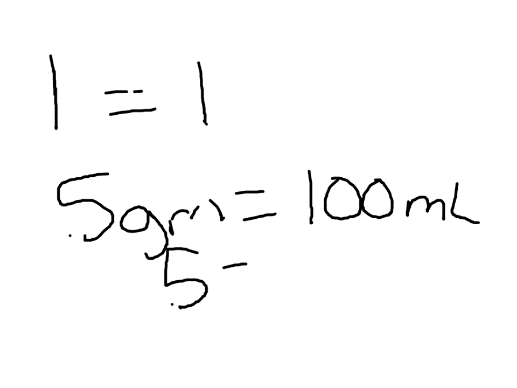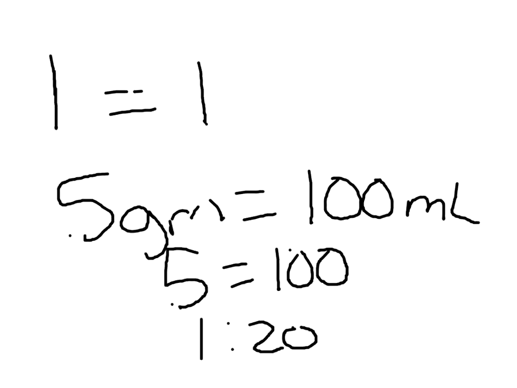So your ratio here would be 5 to 100, but can you break that down farther? The answer is yes. If you go back to your basic math, 5 does go into 100 20 times. So then your final ratio is 1 to 20, right? This is an example of a ratio.